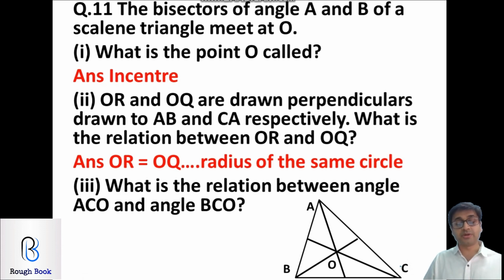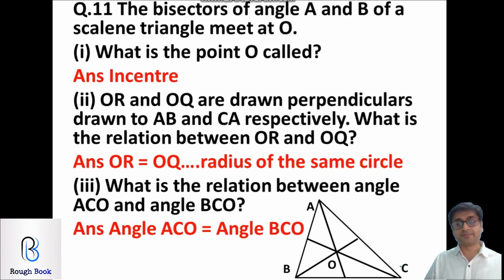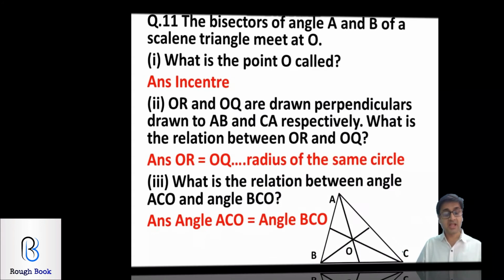What is the relation between angle ACO and BCO? Here, ACO is here and BCO is here. What will be those both of them? Obviously this is your bisector because it is meeting at point O, and therefore this one and this one, both will be equal. Why? Because it's the bisector. So that's your last property. I hope you understand sum number 10 and 11 with the help of this. Let's move on.